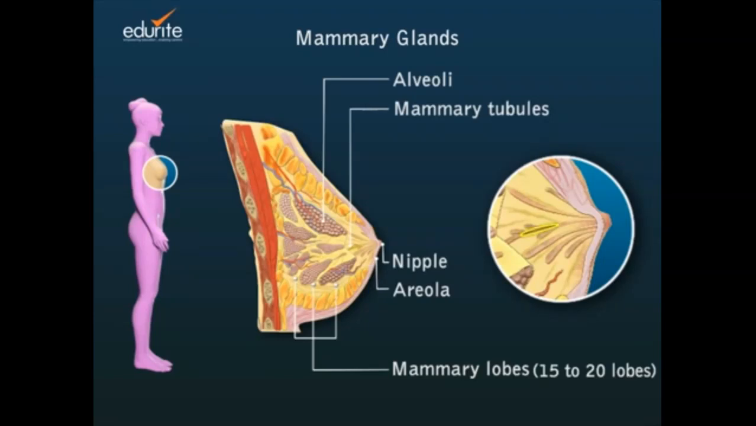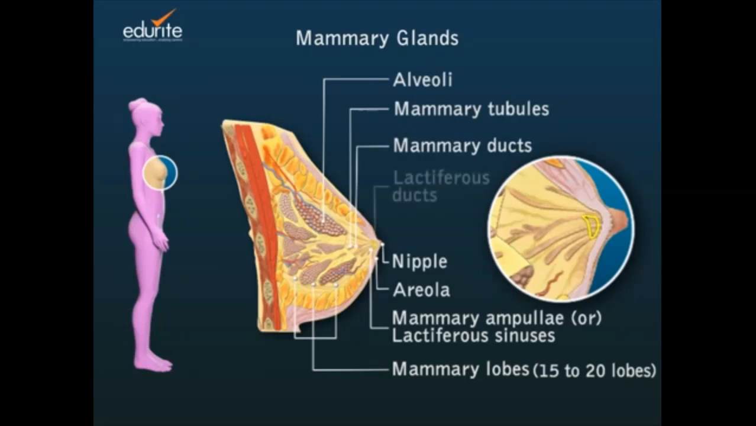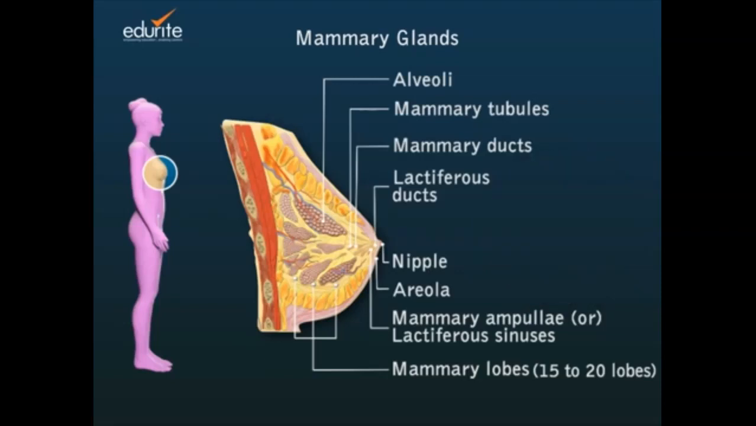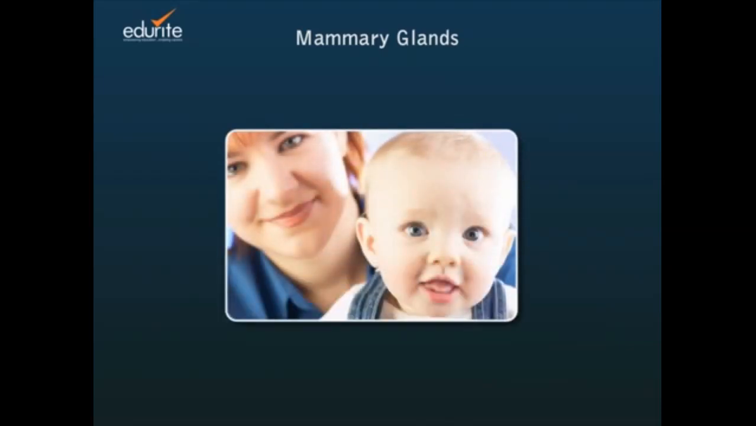The tubules of each lobe come together to form the mammary ducts. The mammary ducts enlarge near the nipple to store milk. These enlarged mammary ducts are called mammary ampullae or lactiferous sinuses. These mammary ampullae supply milk to the numerous lactiferous ducts present in the nipple. Thus, the mammary glands of a female support the nurturing of the baby after its birth.